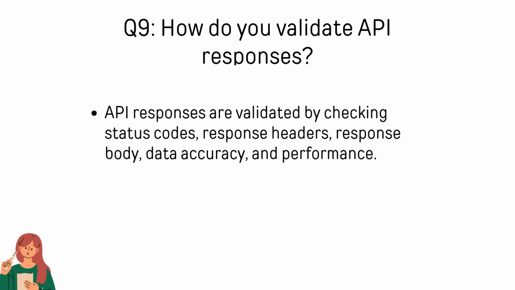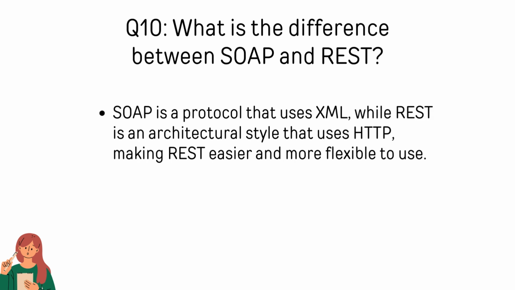Question 9. How do you validate API responses? API responses are validated by checking status codes, response headers, response body, data accuracy, and performance. Question 10. What is the difference between SOAP and REST? SOAP is a protocol that uses XML, while REST is an architectural style that uses HTTP, making REST easier and more flexible to use.